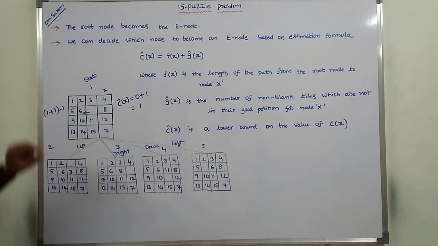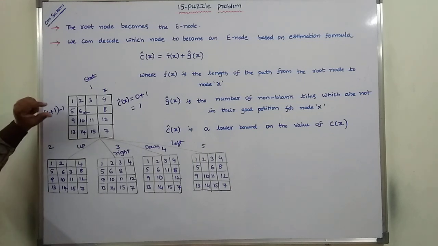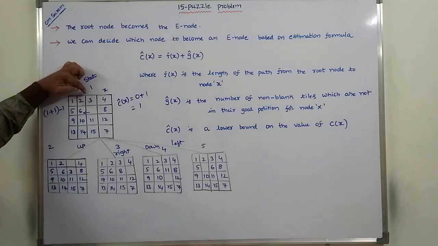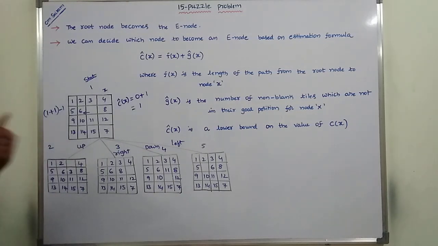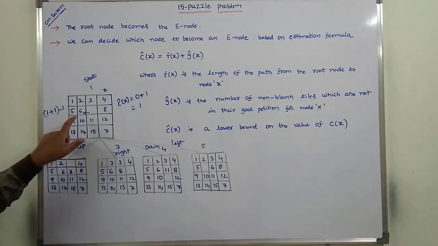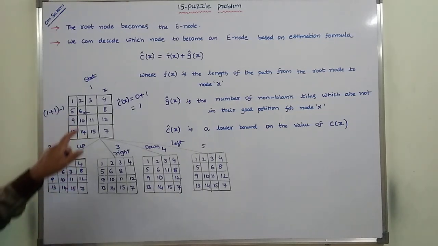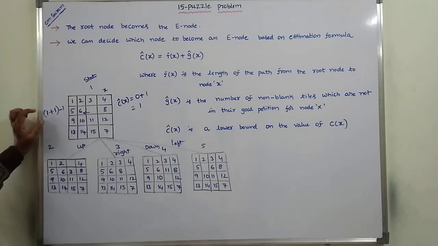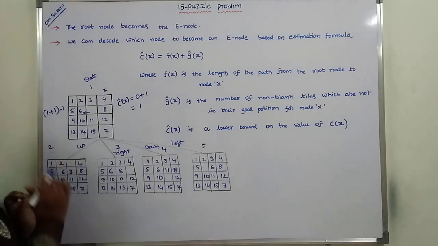Okay. How many number of wrong tiles in their positions? Okay. Node 1, tile 1, it is in the correct position. Tile 2, correct position. Tile 3, correct position. Tile 4, correct position. Tile 5, correct position. Tile 6, correct position. Tile 7, okay, it is not there. So that is one wrong position.